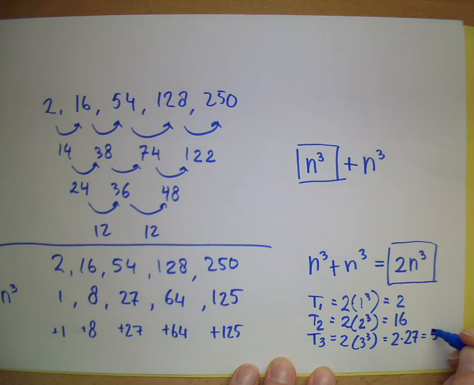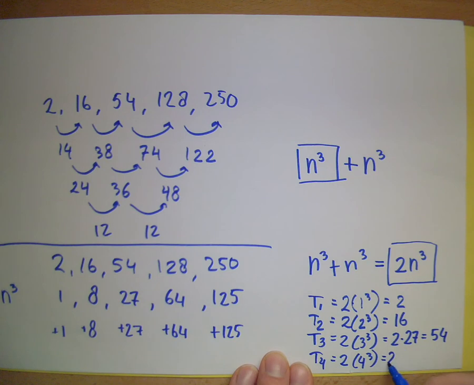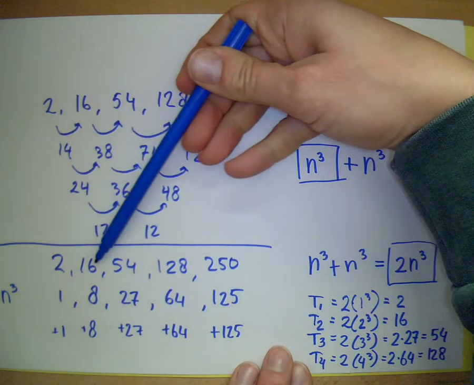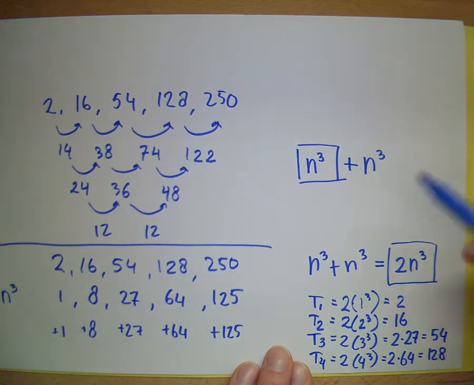And that's 54. Our fourth term should be 2 times 4 cubed. 4 times 4 is 16, times 4 is 64. 2 times 64 is 128. Okay, let's forget the fifth term because now we feel pretty good about ourselves. 2, 16, 54, 128. Right? So apparently we did a good job. This is it.